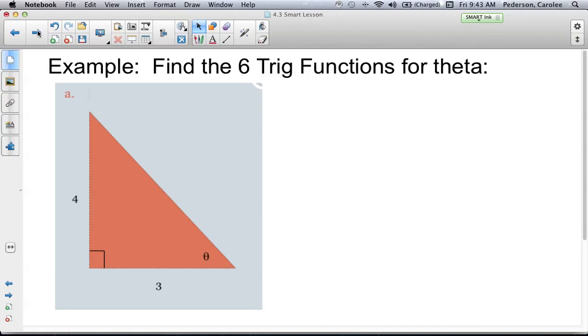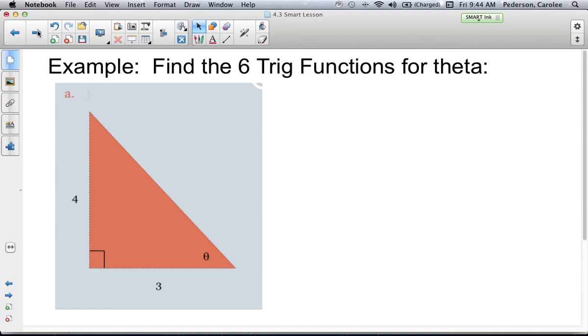All right, here's our question. We have this right triangle, and we're given two sides, side 3 and side 4. And we want to find the value of these 6 trig functions with the angle theta. So what might we want to do first? Start by sine? Does anyone disagree with that? Yes, Morgan. Find the hypotenuse first, because we have to use the hypotenuse in the trig functions.